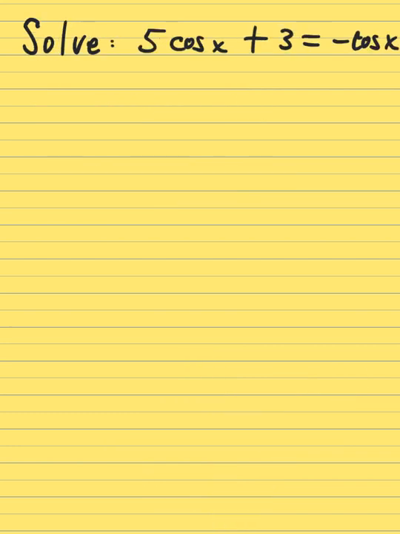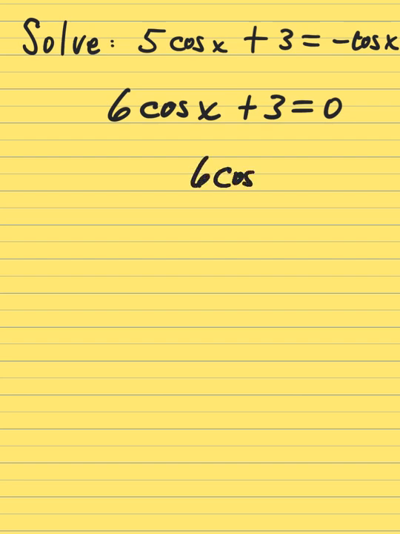In this equation, we're going to add cosine x to both sides. If we add cosine x, that gives us 6 cosine x plus 3 equals 0. Subtract 3, divide by 6. Negative 3 over 6 reduces to a negative half.